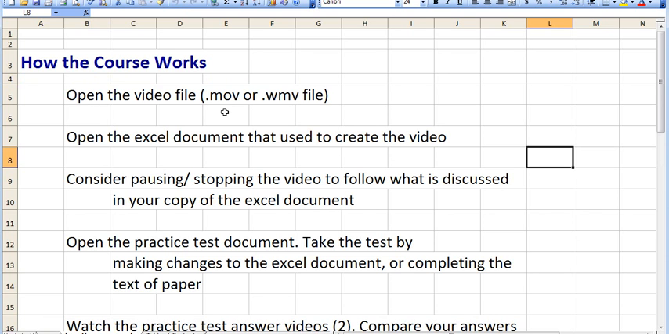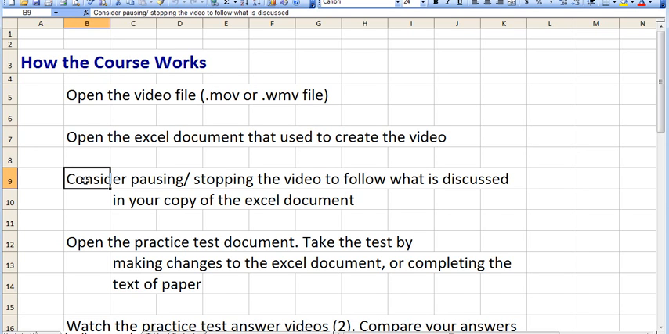What I suggest you do in each case is open the video file. You can receive the videos in either a MOV or WMV file. And then open the Excel document that was used to create the video. And each of the Excel documents you receive will indicate which video it relates to.